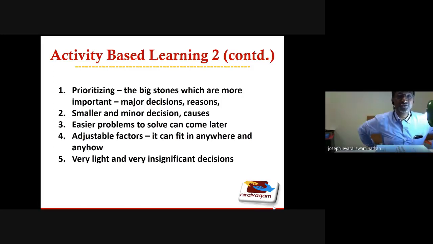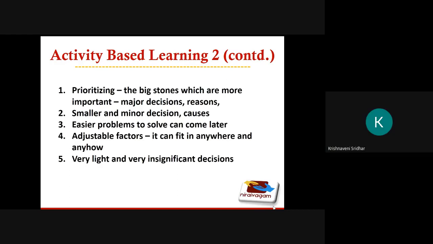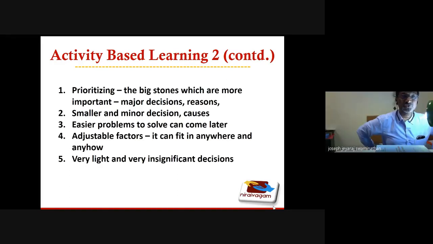First one is prioritizing. What do you do? You put big stones first. You make all the major decisions, the important things first, not the small ones. Major decisions are made first, then you make smaller and minor decisions. So big stones are the big decisions. Second, small stones are the smaller and minor decisions and causes.